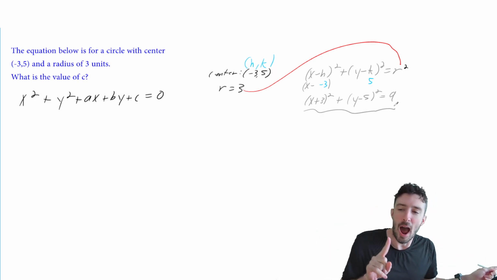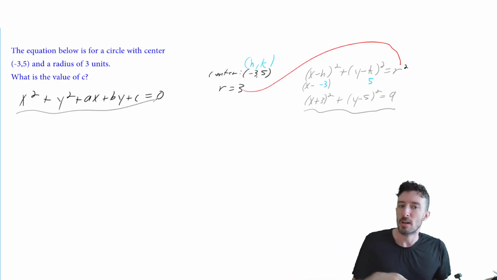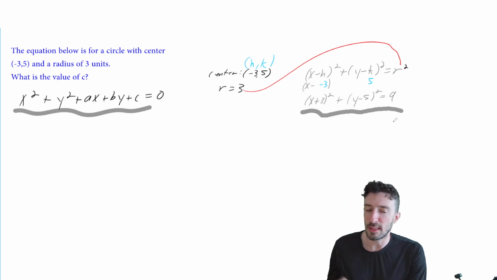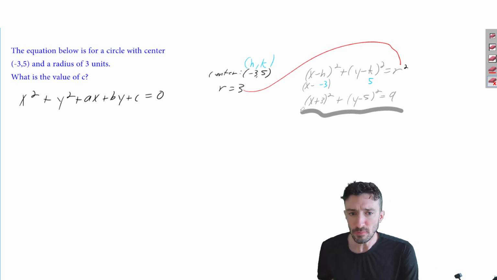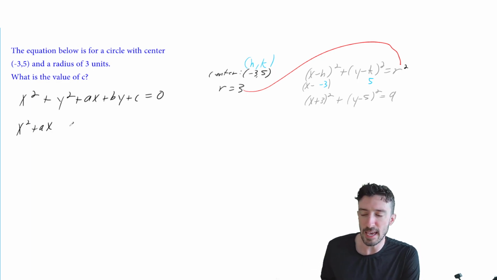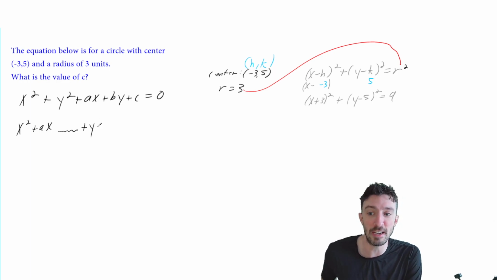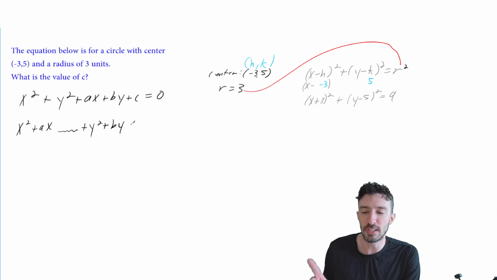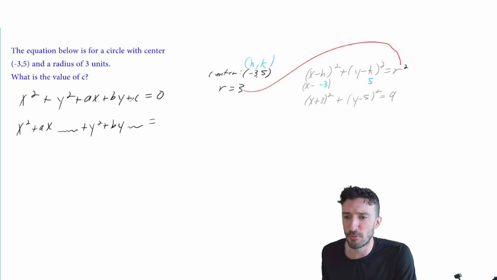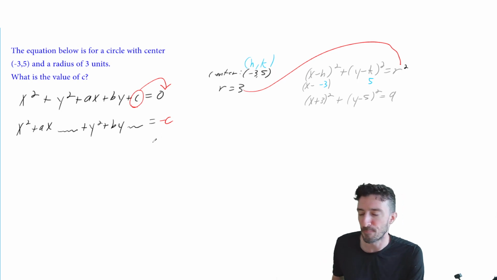But they told me that this is the equation for that same circle. So I need to try to make this guy look like this guy. Well, how do I do it? Turns out I need to start by putting x squared and the ax next to one another and leave a space that's about to get completed. Then I do the same thing for the y's, and then the c that we're trying to solve for, I'm going to take him and move him to the right side as a negative c.